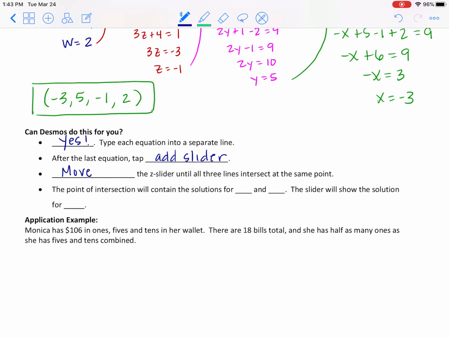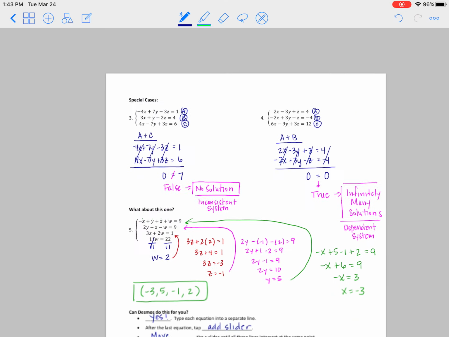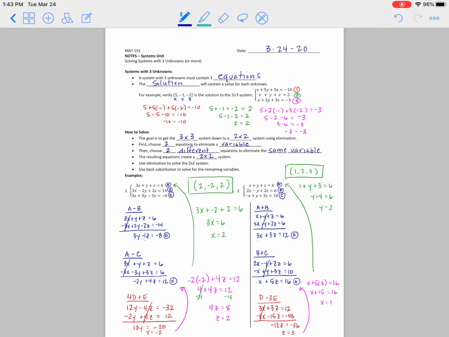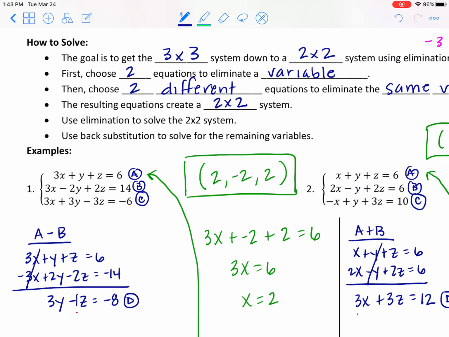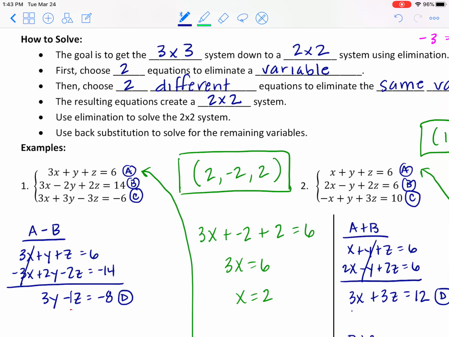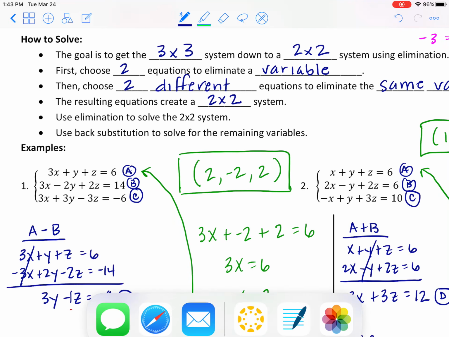And the point of intersection is going to show you solutions for x and y. And then the slider is going to show you the solution for z. Now if it was an x, y, z, and w, you'd have to add 2 sliders, but I'm not going to ask you to do that. So I'm going to show you these steps that I just mentioned. I'm going to go back to the front here just to verify for this first system that we looked at here.